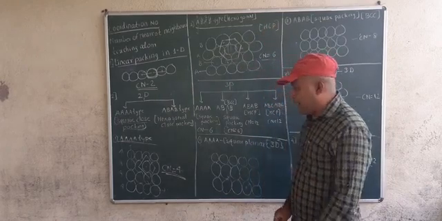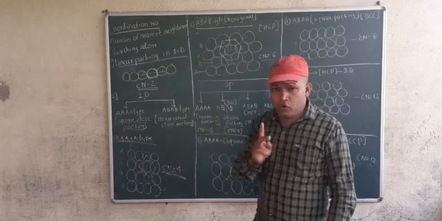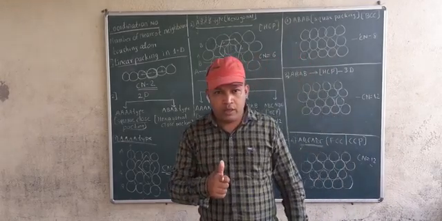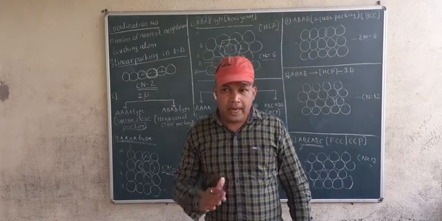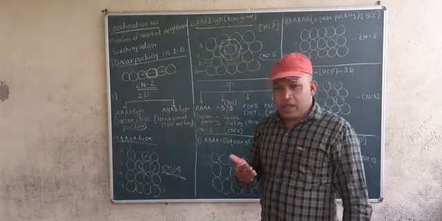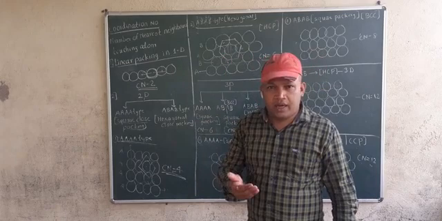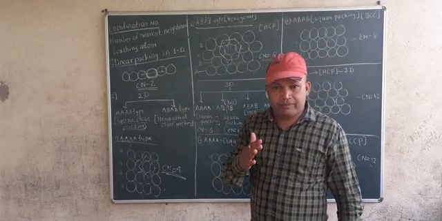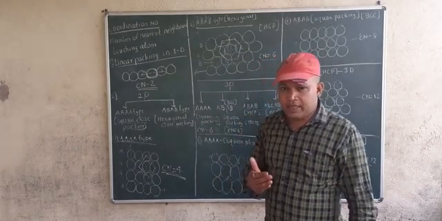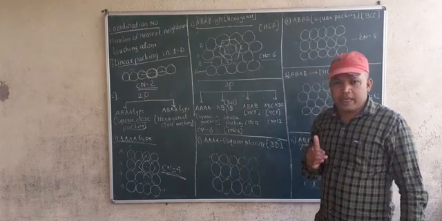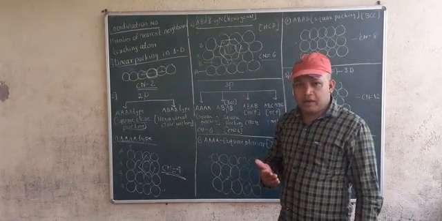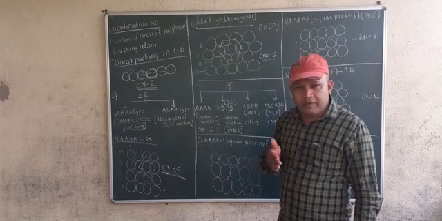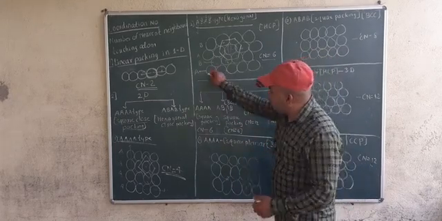So in one dimensional we have 1, in two dimensional we have 2, that is AAA type. AAA type means what? First layer, second layer, third layer, fourth layer, all are same. And the second one is ABAB type. What is this ABAB type? First layer and second layer is different. Second layer is different from the first layer. See here, this is the first layer.